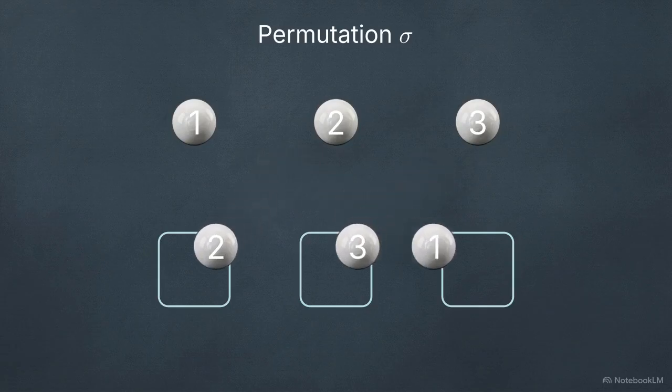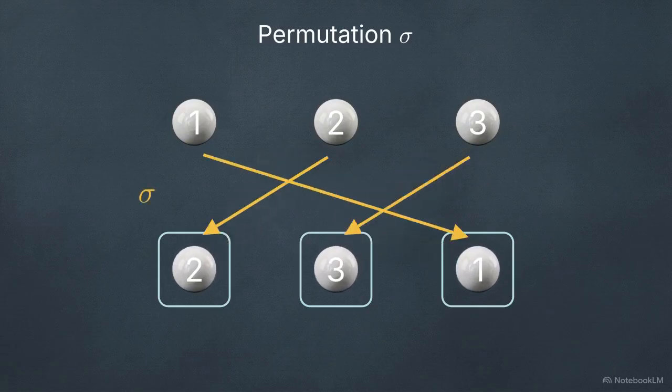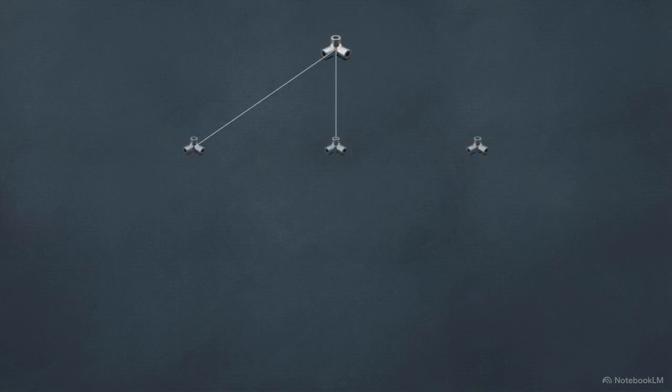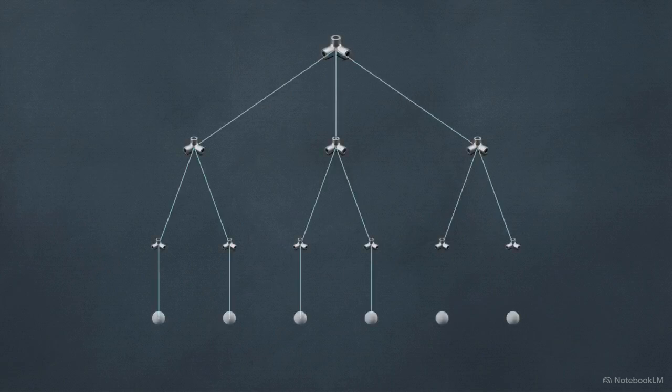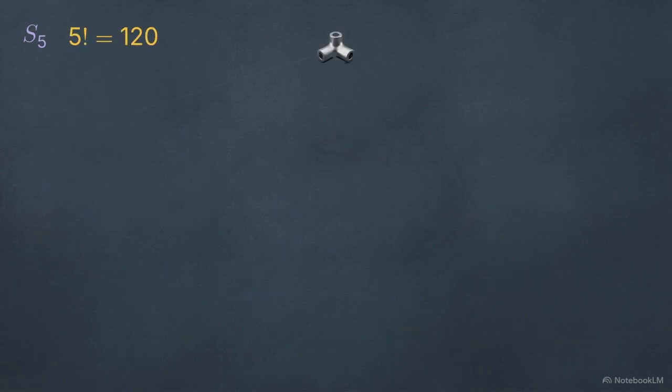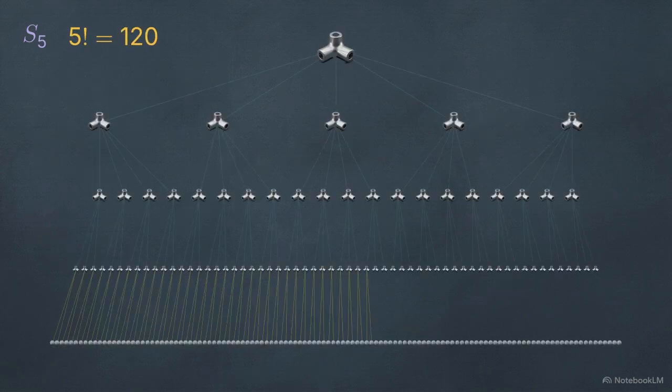A permutation, sigma, is a specific rearrangement of the integers 1 through n. The complete collection of every possible rearrangement of that set forms the symmetric group, Sn. For a set of n elements, there are n factorial distinct permutations. A 3x3 matrix generates 6, while a 5x5 generates 120.